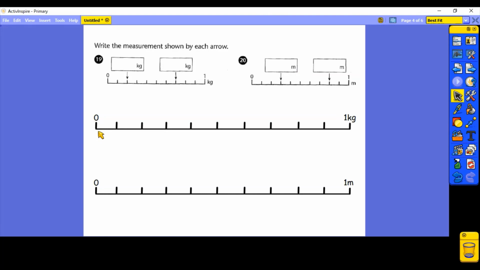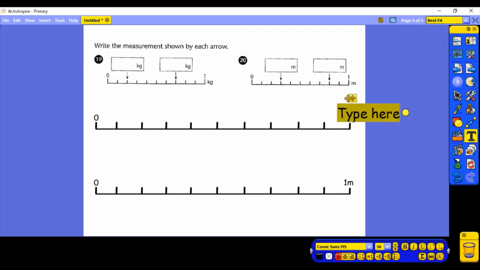So to work this out, let's just have a look at how many lines we've got, how many intervals. So we start from 0, we've got 1, 2, 3, 4, 5, 6, 7, 8, 9, 10, and it's the same on the bottom one. So we need to try and divide a kilogram into 10 to see if we can work out what each of these lines is worth. Now remember, 1 kilogram is the same as 1,000 grams. Let's just bear that in mind. And 1 meter is the same as 100 centimeters. Let's also remember that. Okay.